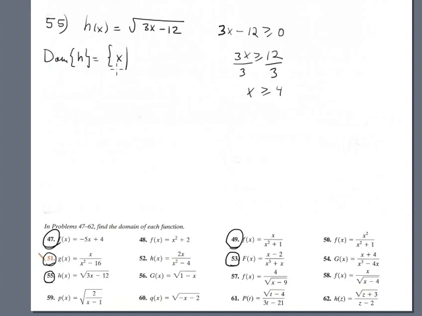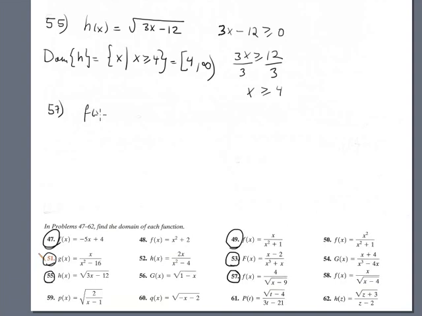is all real numbers such that x is greater than or equal to 4. In other words, bracket 4, comma, infinity. Okay, that was 57.